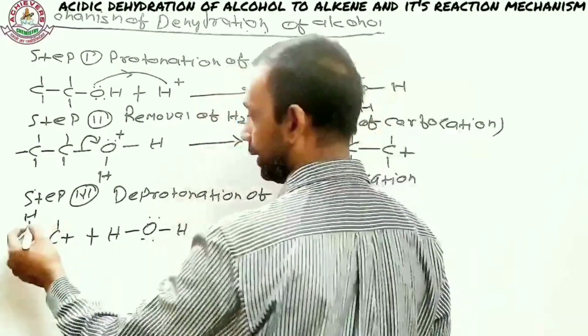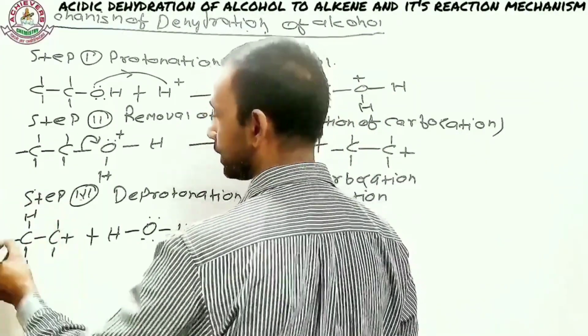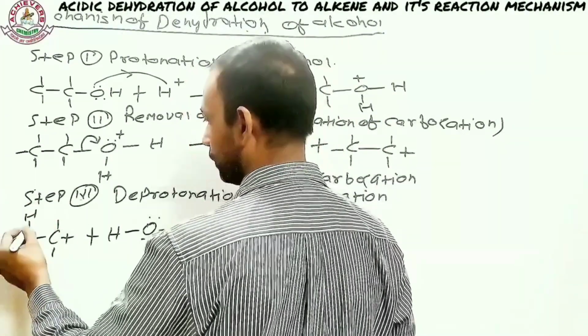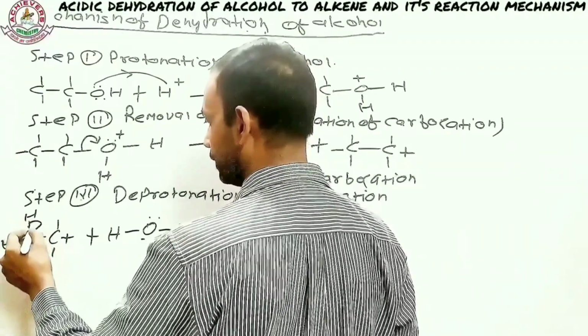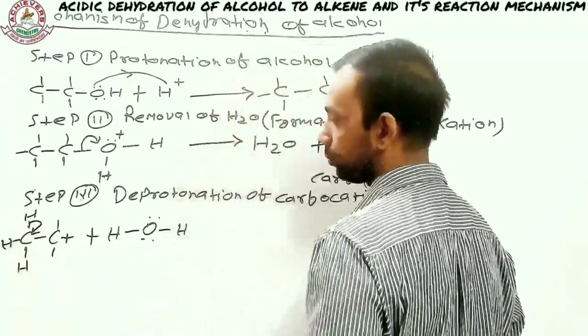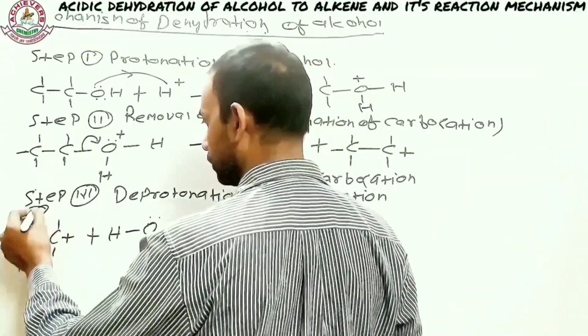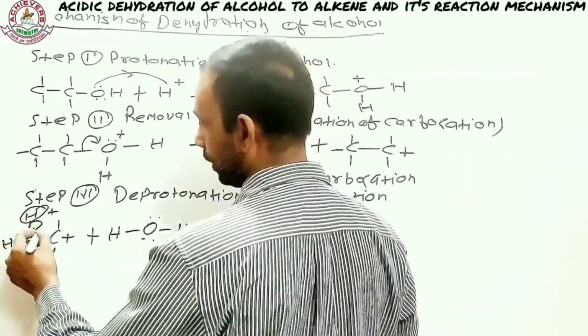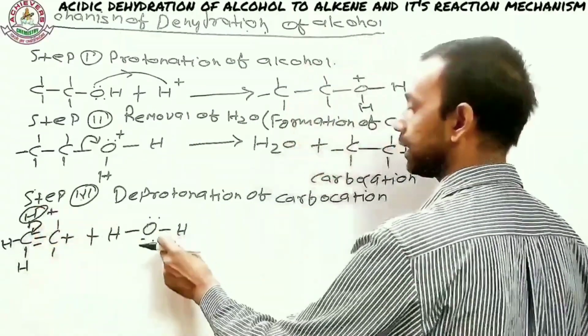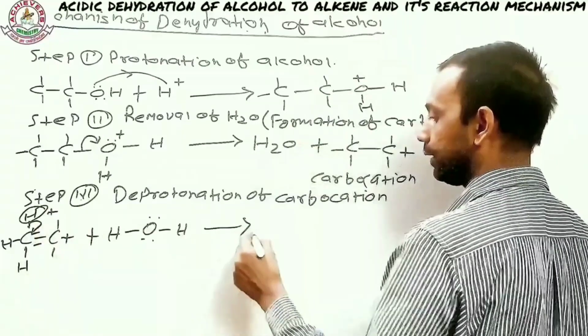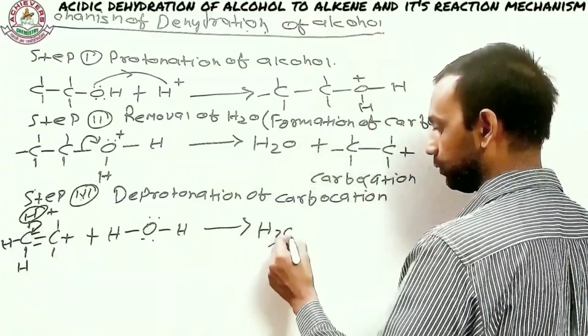What will happen if any one of the bonds from the adjacent carbon breaks? Suppose I am breaking this bond. So what will happen? This bond cleavage will result in electrons moving towards carbon. So this hydrogen will come out as a positive charge, and this will become a negative charge. So what am I doing? This H plus will react with H2O, and this becomes H3O positive.